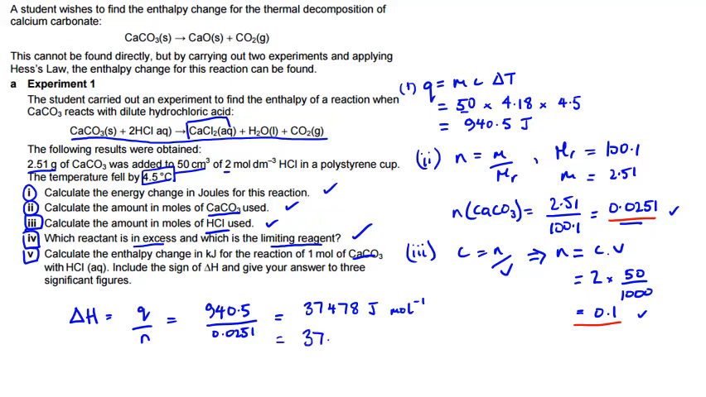So it's 37. Let's call it 37.5 kilojoules per mole, like that. And so that is the answer to question 5. So we were required to give it to 3 significant figures, 1, 2, 3. So we're all done for this part of the question.